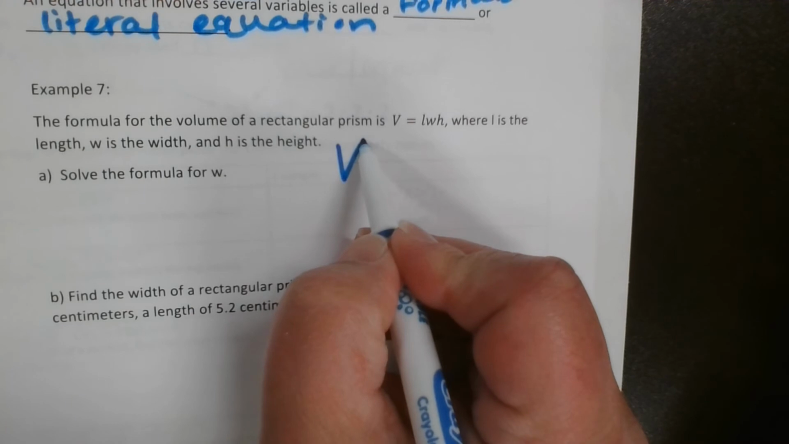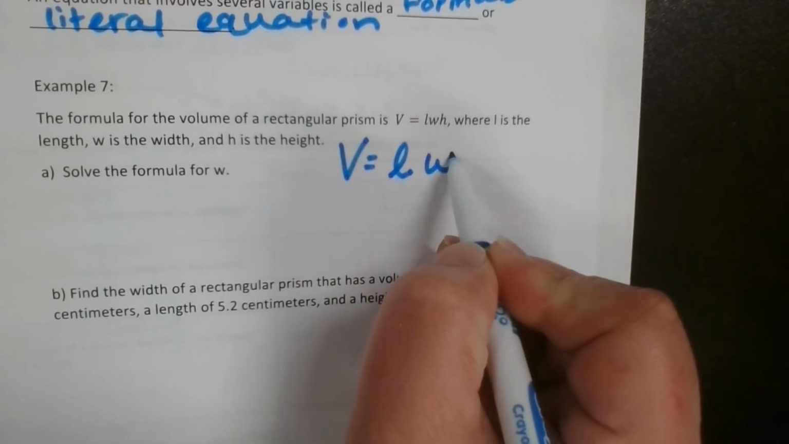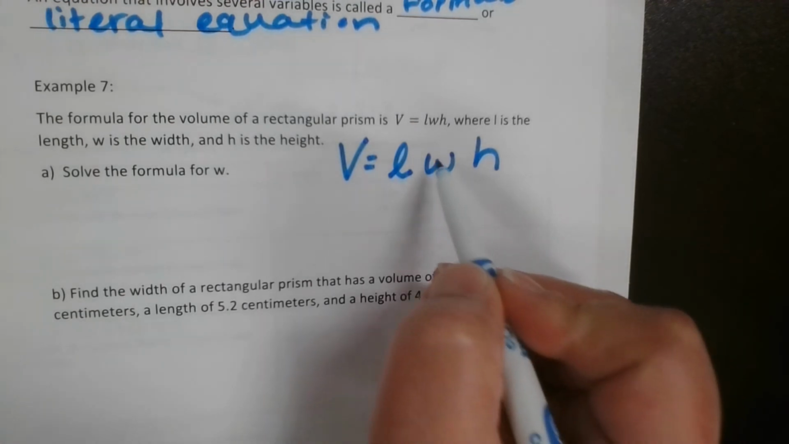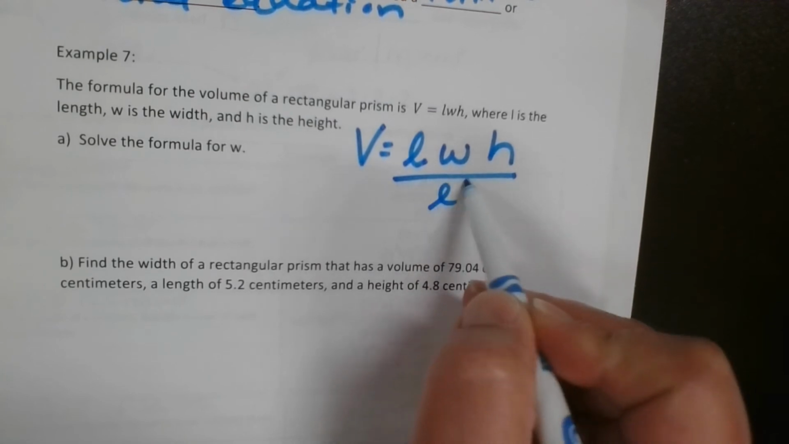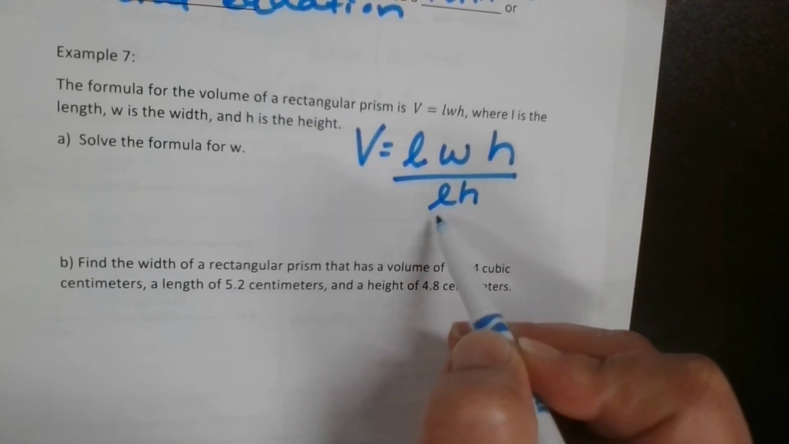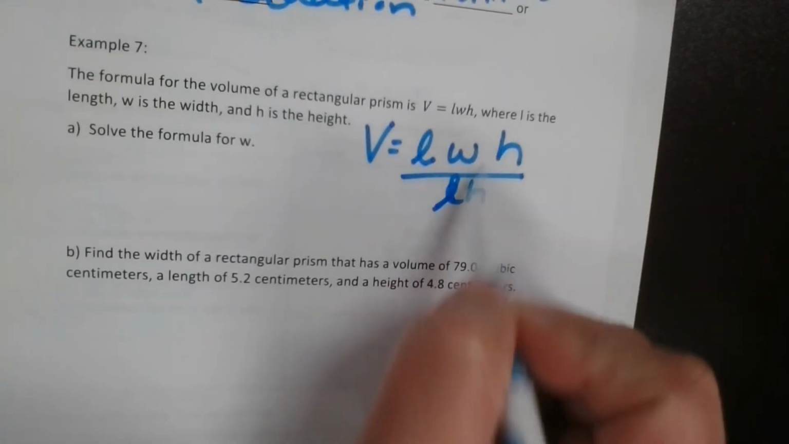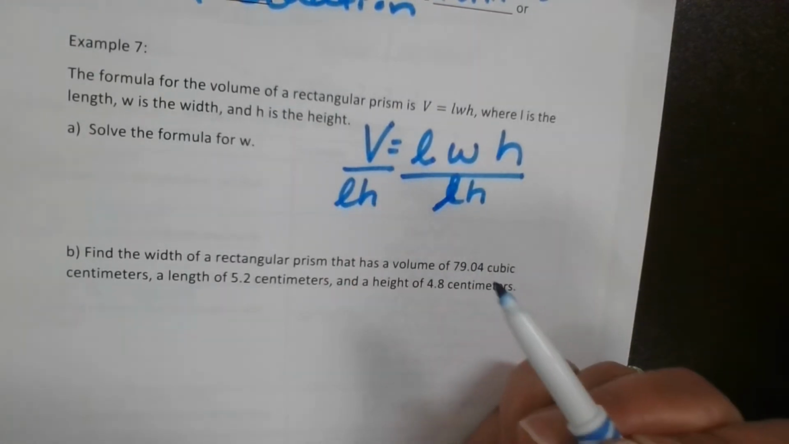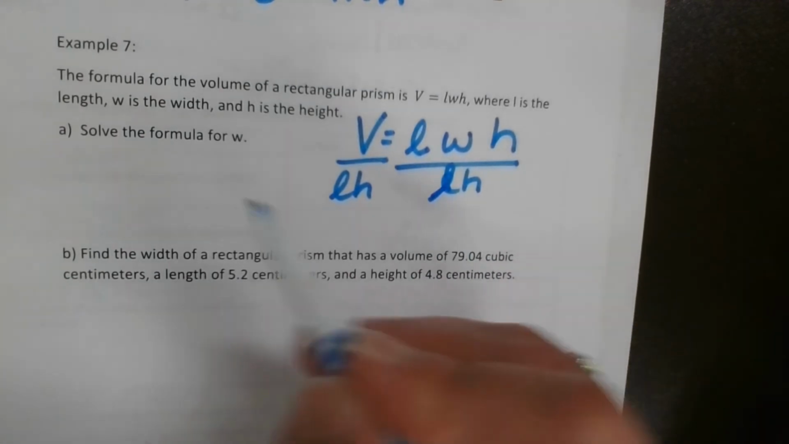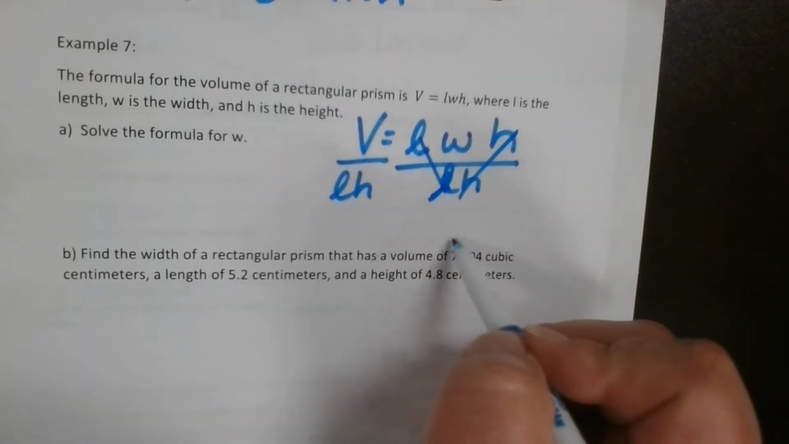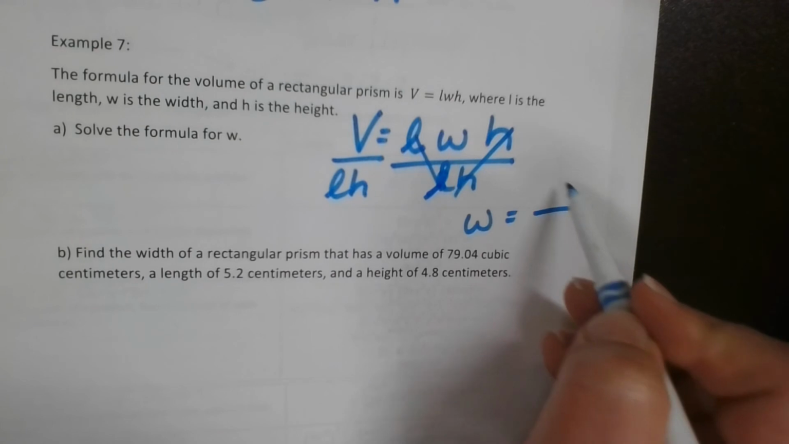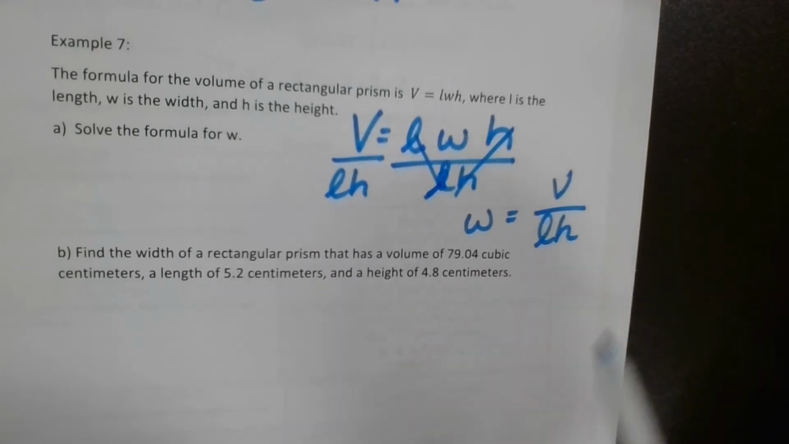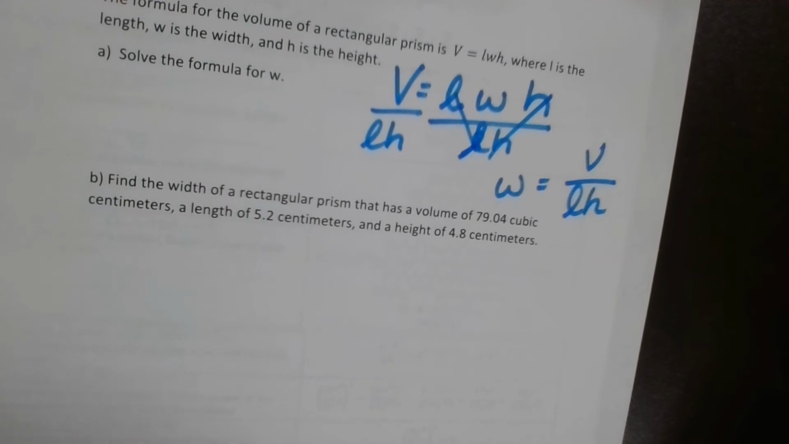Let me write this out here. Volume equals length times width times height. I want to solve for W, so I need to move everything else away from it. These are being multiplied, so I can divide by length and height. That's an L, not an E, sorry. But if I do that to the right-hand side, I have to do that to the left-hand side. And then this cancels, and I've got W equals volume divided by length times height. Try B on your own and come back, check your answer.